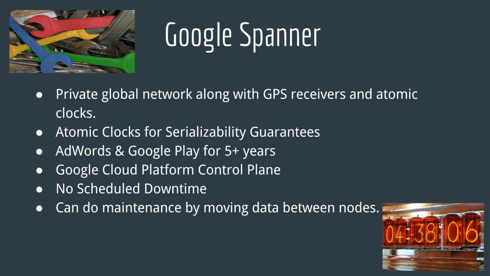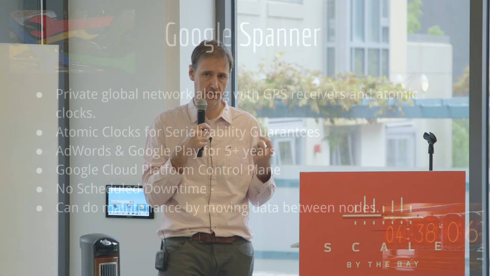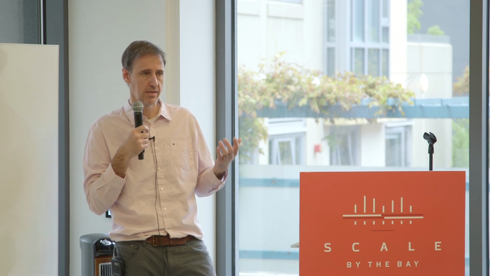They also have in each data center GPS receivers with atomic clocks. So they have this guarantee of being able to know the exact time at every single data center around the world at any given moment. This is something that's really unique to Google and no one else has. And by having this exact time, they can provide serializability guarantees that no other database can provide. This is the way they built Spanner, on top of these serializability guarantees.